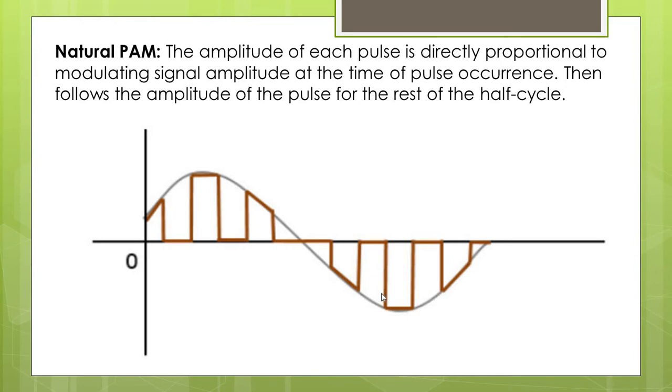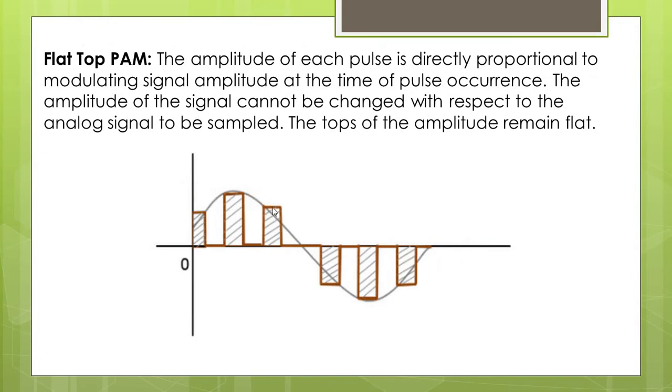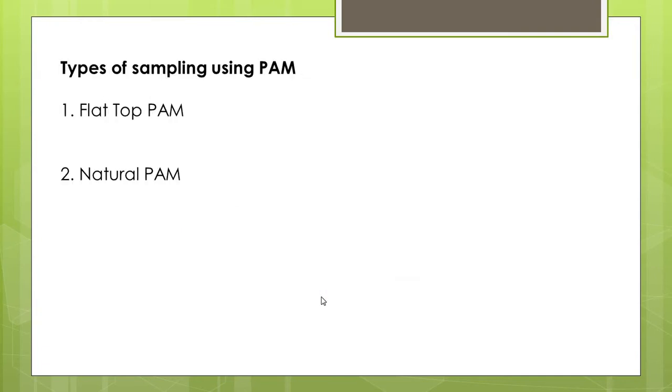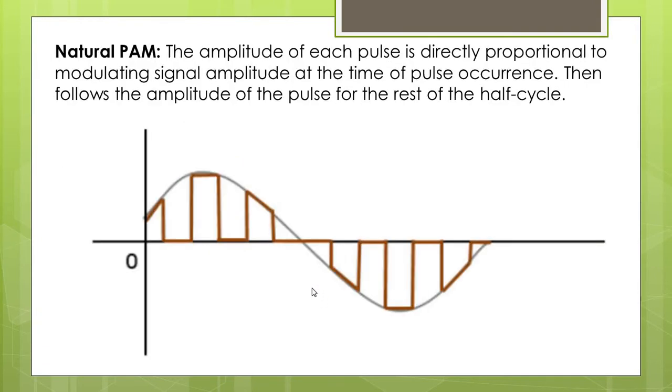Whereas if you look at the previous one, the top of these pulses is flat. You can see horizontal lines on the top of these pulses. But in case of natural pulse amplitude modulation, the tops of these pulses are not flat. It is just according to the sine wave, which is the message signal. So this is natural pulse amplitude modulation.